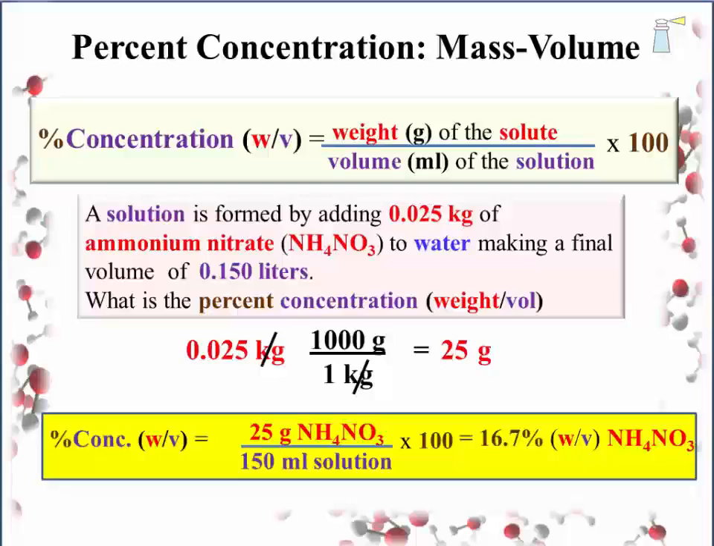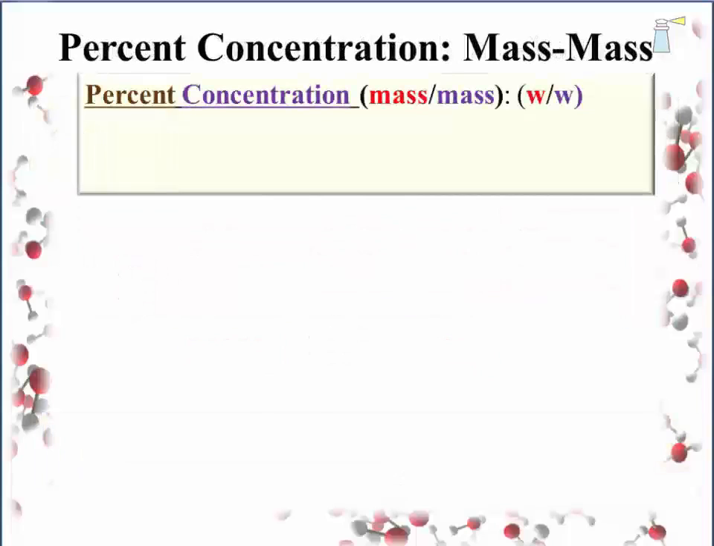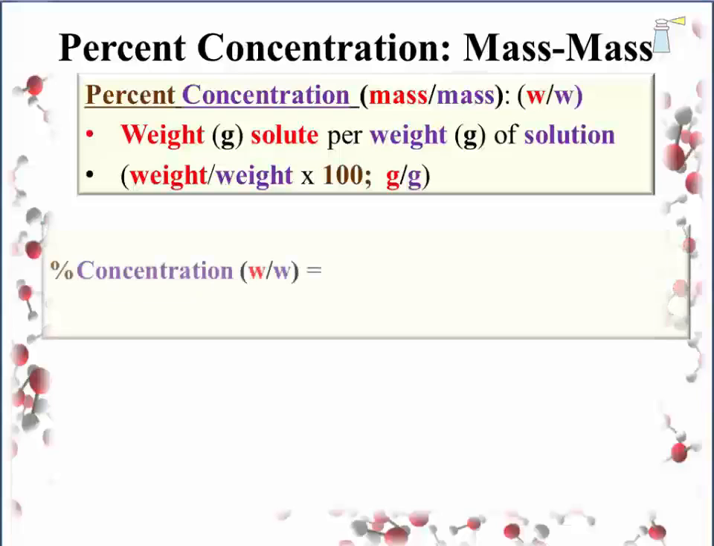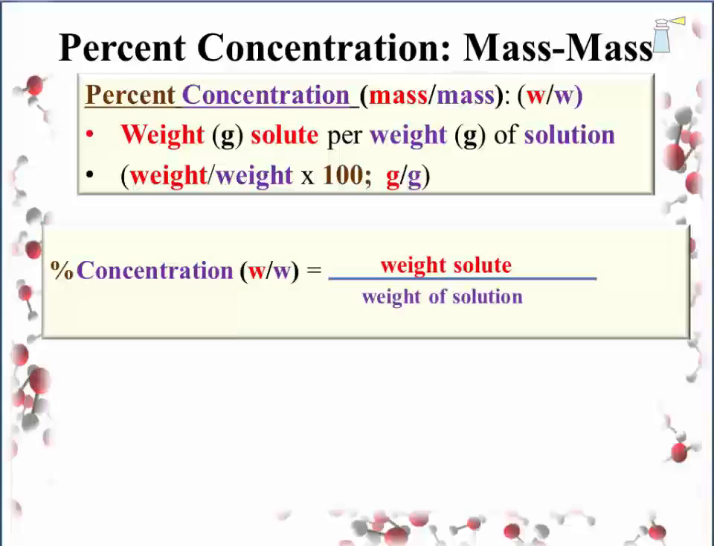On to the next scale, and it is percent concentration, mass to mass. It is usually called weight to weight. It is weight in grams of solute per weight in grams of solution. To get percent, the ratio is multiplied by 100. Units are grams per gram. The calculation for percent concentration, weight per weight, starts with the weight of the solute over the weight of the solution times 100.